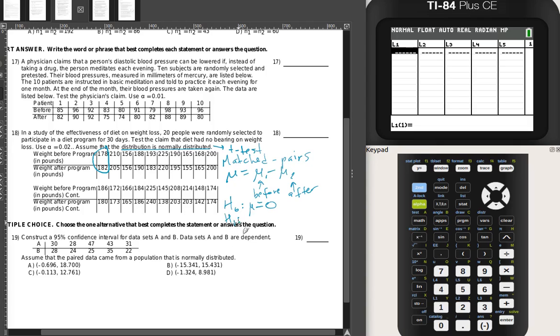And then the alternative hypothesis will just be that the difference is not equal to 0, because maybe looking at this program, I see a few of them where the person gained some weight. So it's possible that this diet is such a crummy diet that people are actually gaining weight on this one.